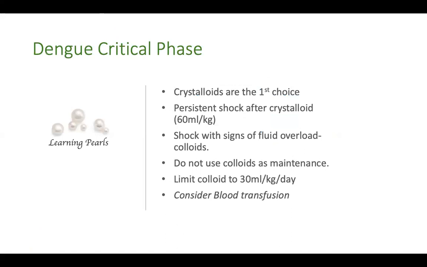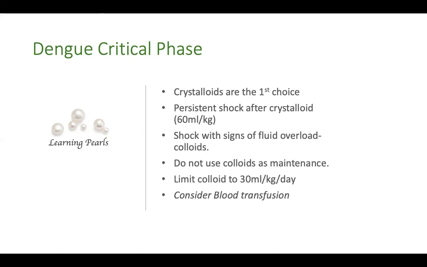Now, so what do you know regarding the critical phase? We said that crystalloids are the first choice, that is normal saline or Plasma-Lyte you can use. If shock is persisting in spite of 60 ml per kg of crystalloid, then definitely colloids can be used. And shock with signs of fluid overload, just like our child.